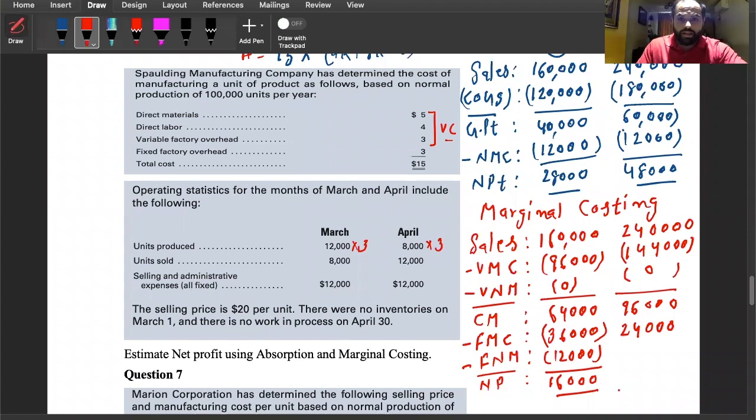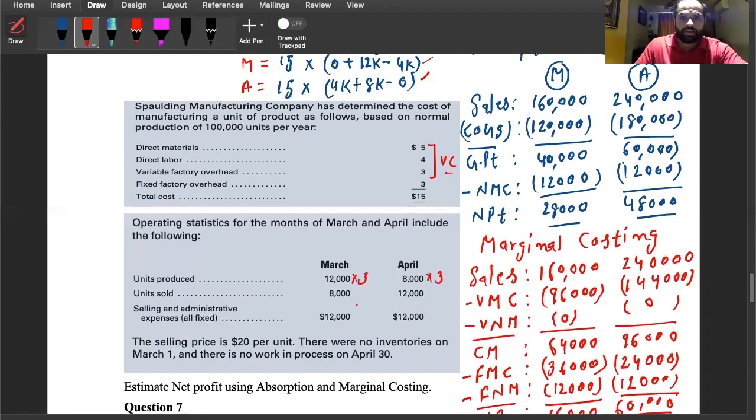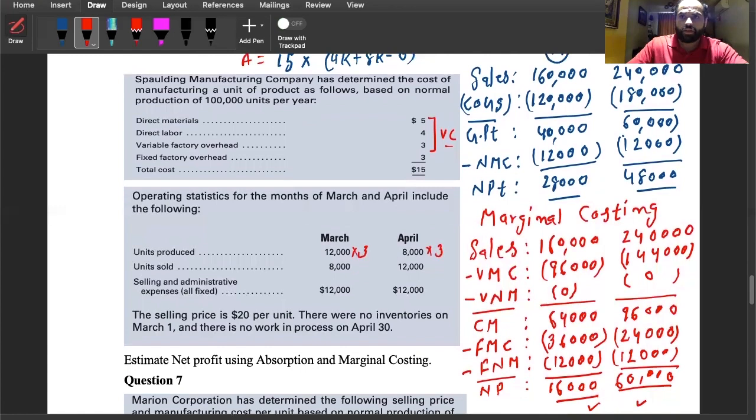So how much is a fixed manufacturing cost? A fixed non-manufacturing cost, 12,000. That's right, 12,000. So how much is net profit for the month? 60,000. That's all for question 6. So that's the answer for your question 6.